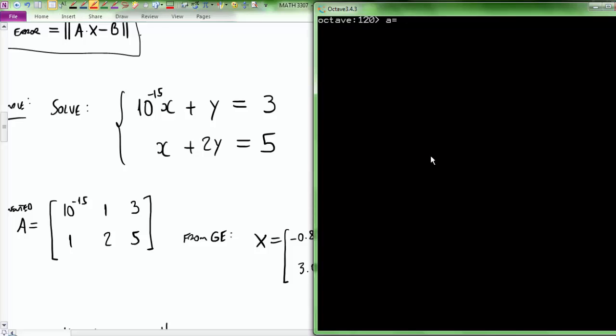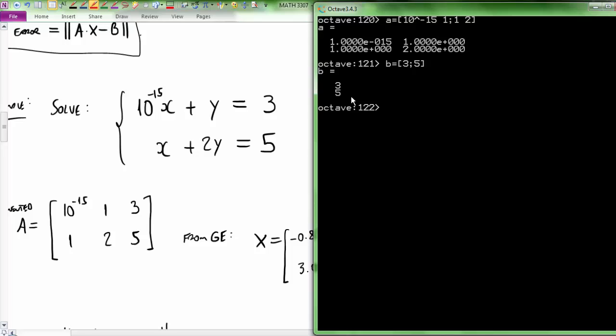Alright, let's type the matrix A. Now notice that this matrix A is 10 to the negative 15, and then 1, semicolon, 1, 2. Okay. So 10 to the negative 15, which is right here, and here is 1, here's 1, and here's 2. The right hand side, 3, 5.